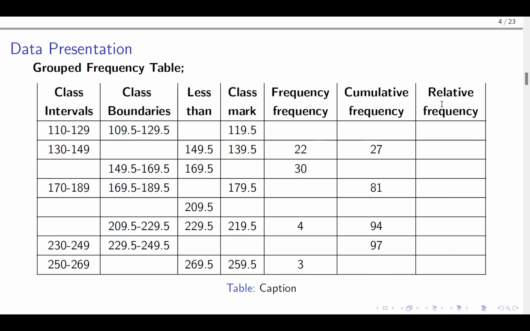So this ends the presentation on data classification and then data presentation. We will look at graphical representation of data in our next session.